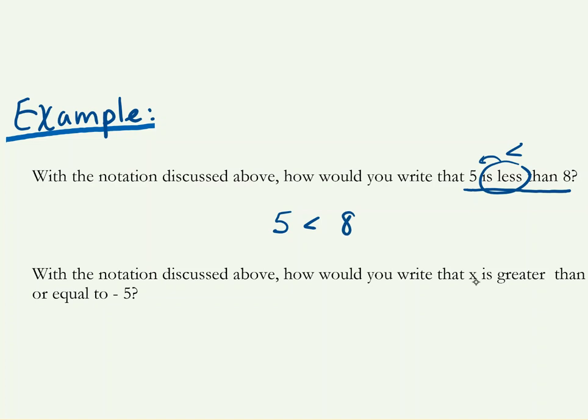Think about how we might state this next one. X is greater than or equal to -5. So in this case, since x is greater than, the point should be facing away from it. And then the or equal to statement includes the line underneath to show that equality is allowed as well. X is greater than or equal to -5. Alternately stated, -5 is less than or equal to x.